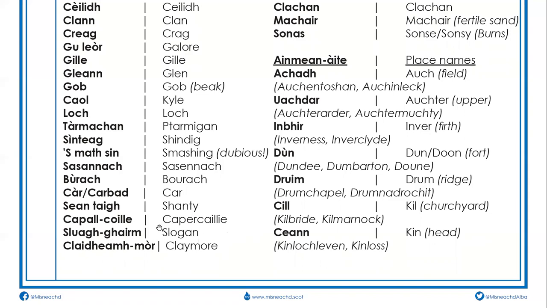The word slogan in English comes from slugarum. Slugarum, or slug, is a crowd or a people, folk, and garum is a cry or a shout or a pronouncement. So a cry out, a call out to the crowd, a slogan. A claymore, a Scottish longsword. Clive Moore gives us the word claymore.